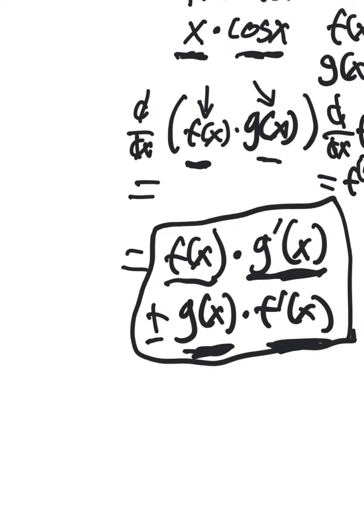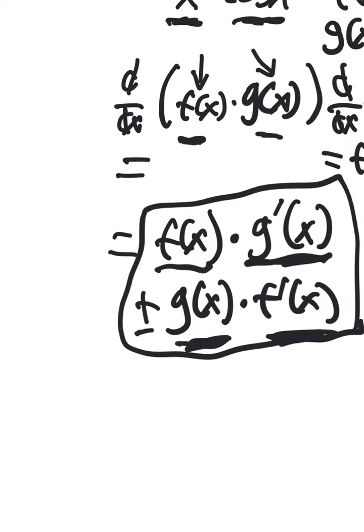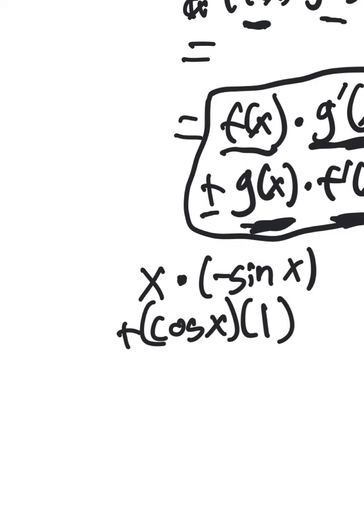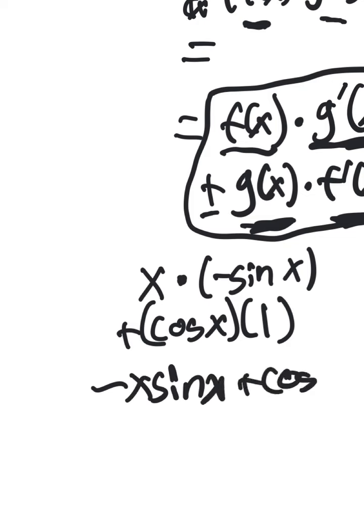And if we take it for this specific problem where x is f of x and cosine of x is g of x, then we have left is x times the derivative of the right, which is negative sine of x, plus right is cosine of x, times the derivative of x, which is just 1. So then your derivative of this will just be negative x sine of x plus cosine of x.